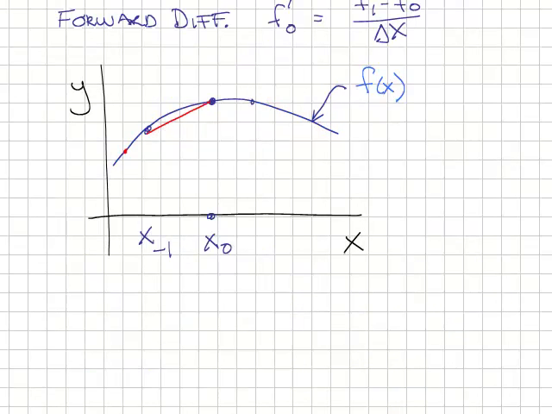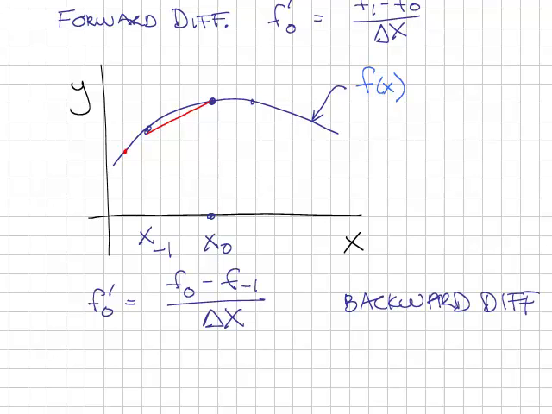Similarly, we could evaluate the derivative of the function at x0 by using a backward difference. In this case, we look at the value of the function behind x0, and so the formula becomes f0 minus f minus 1 over delta x. This is the backward difference. The backward difference is especially useful when you're doing real-time data processing and you're trying to approximate a derivative, because at the current time you don't know what will happen in the future, and so in order to approximate the derivative you can only use points that happened in the past, or the backward difference.